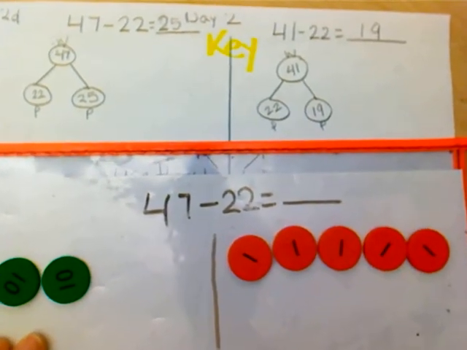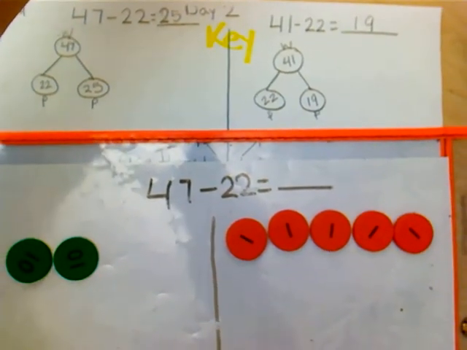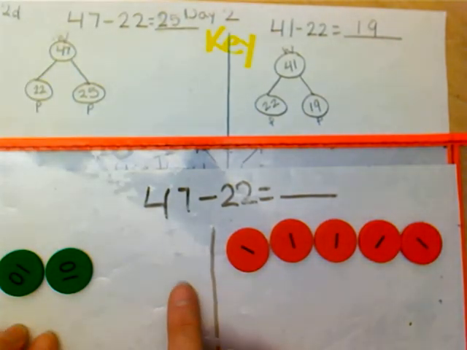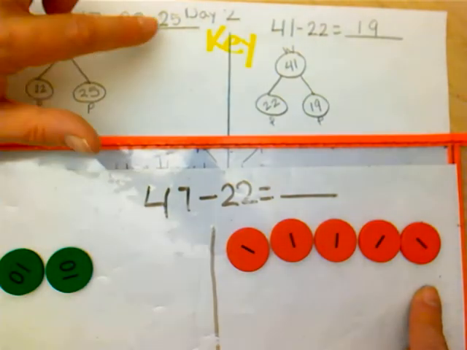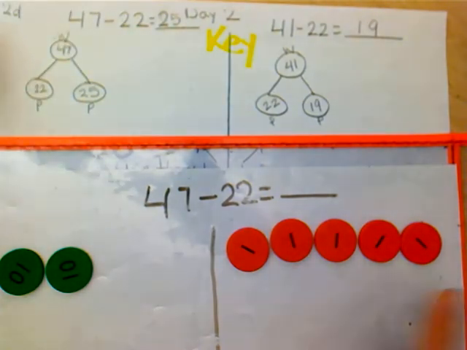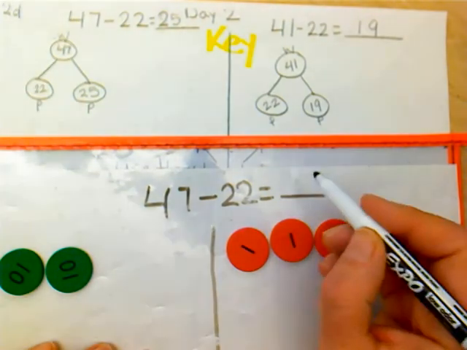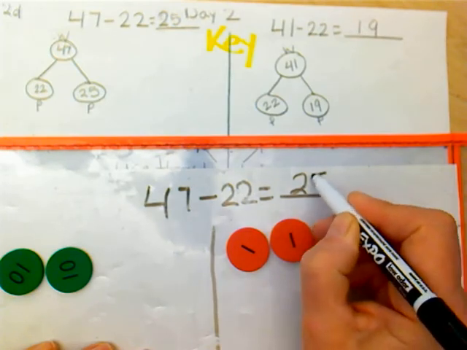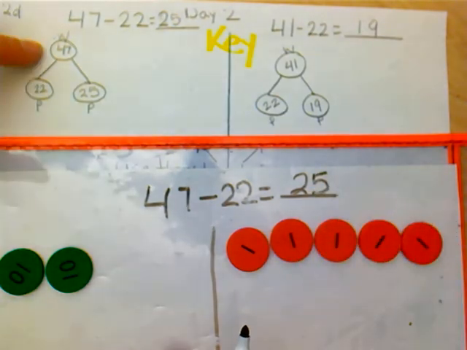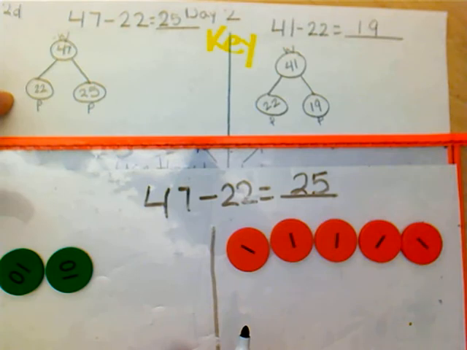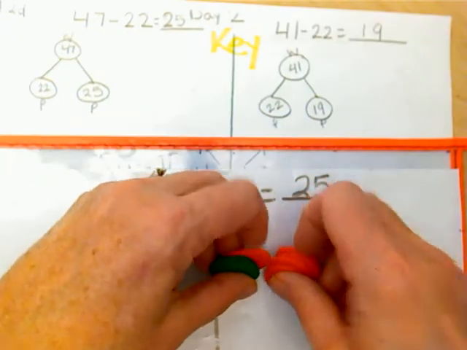So if I take away the ones and then take away the tens, I can see that I am left with 2 tens and 5 ones, which gives me 25. Therefore, 47 take away 22 is 25, which is my whole, my part that I knew, and the part that I was figuring out. So there's a good demonstration, and I'm going to demonstrate the next one as well.